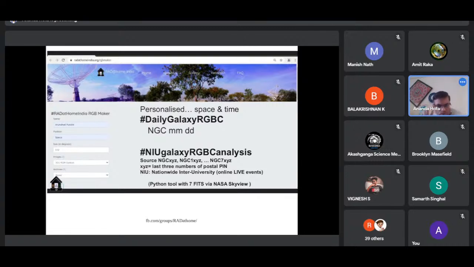Okay, so the moment you start making an RGB image, you can be part of this activity called Daily Galaxy RGBC. Depending on the date, suppose today is 9th April, so today you will be discussing NGC 409. Tomorrow, 410. So every day a different target is defined for you, so that you keep on discussing every day.